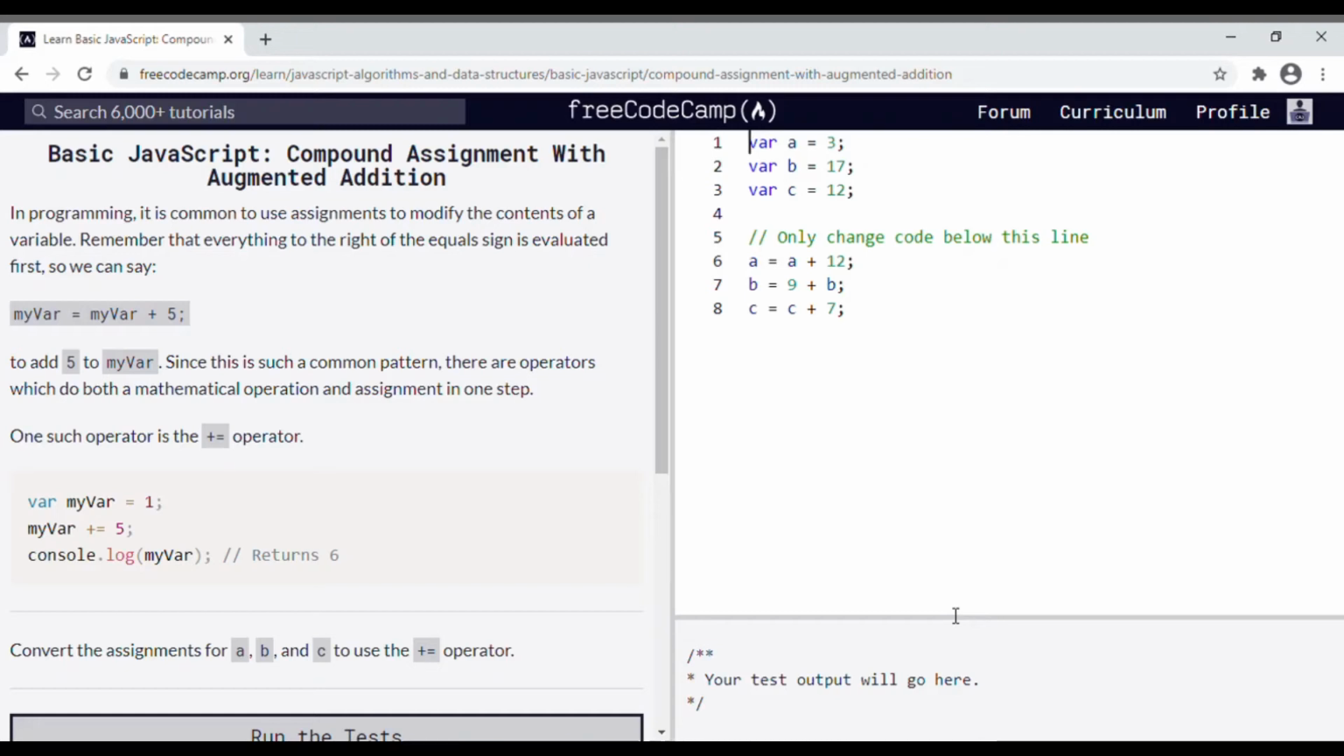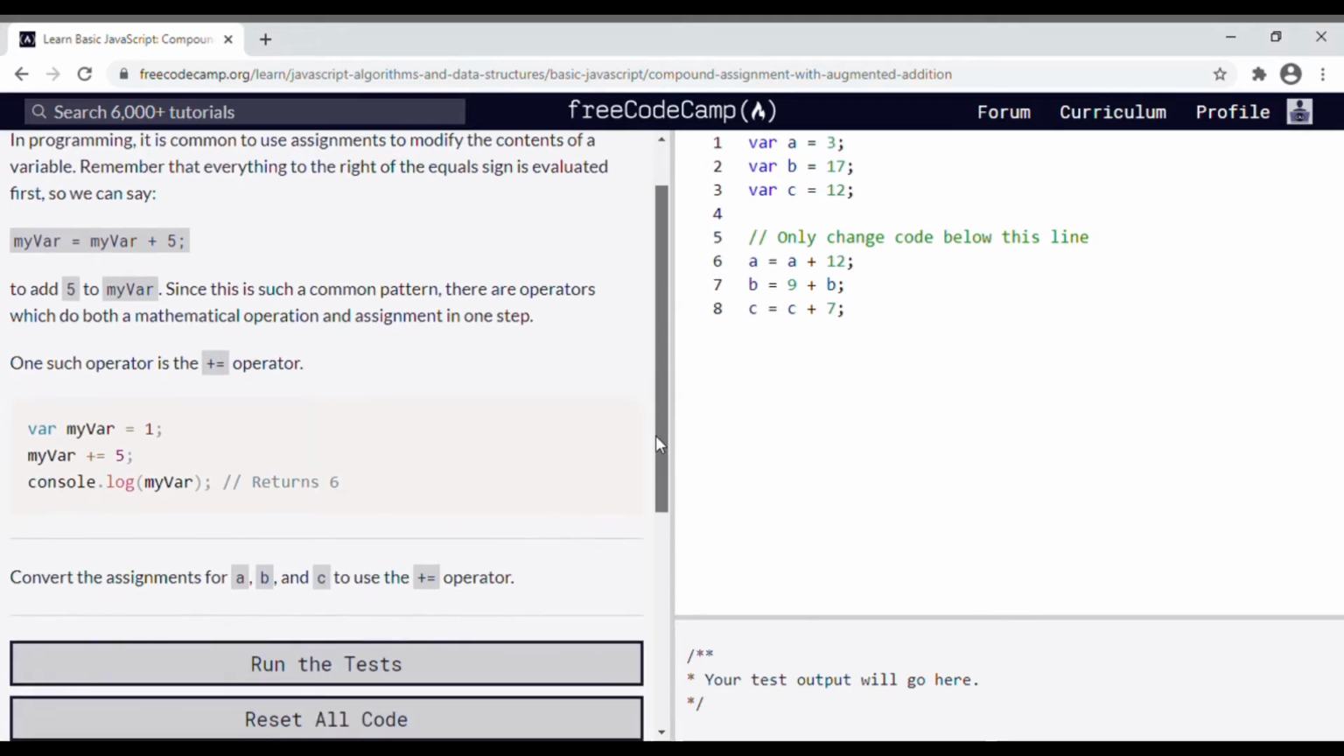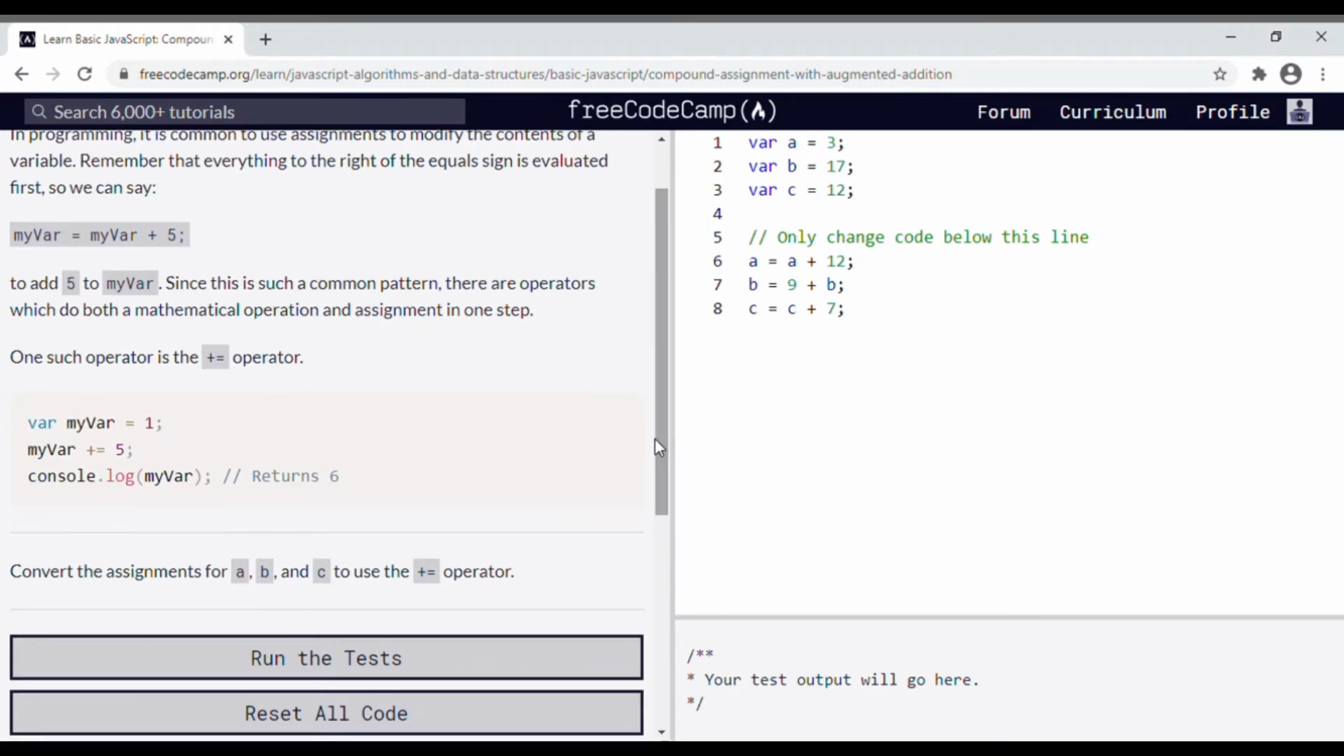So it says compound assignment with augmented addition. In programming, it is common to use assignments to modify the contents of a variable. Remember that everything to the right of the equal sign is evaluated first, so we can say myVar equals myVar plus 5. Okay, so it's showing you the shorthand of writing that.